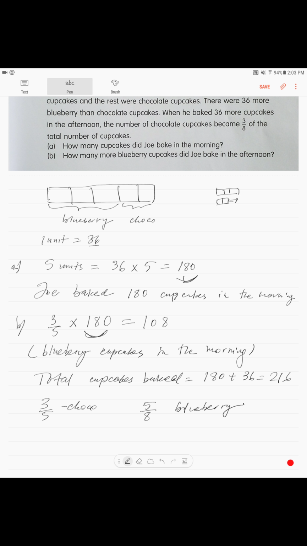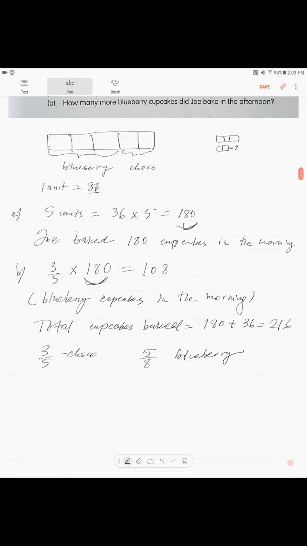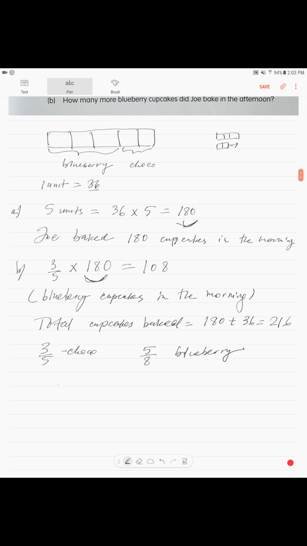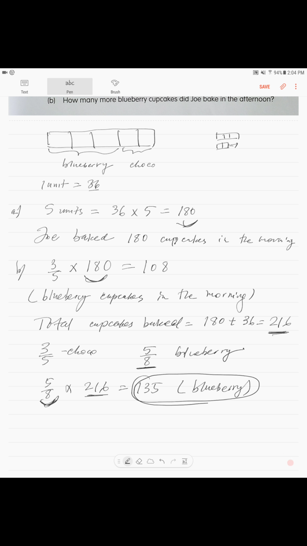Blueberry, right? So how do we calculate our 5/8? How do we calculate our blueberry? We take this 216 and we find the fraction of it. Part: 5/8 times 216, total number of cupcakes baked, is 135. This is our blueberry. Okay? So what happened? What has changed? In the afternoon we had 135 blueberry. In the morning we had 108 blueberry.